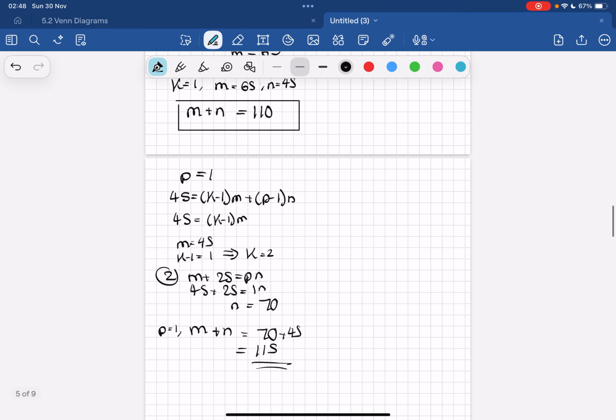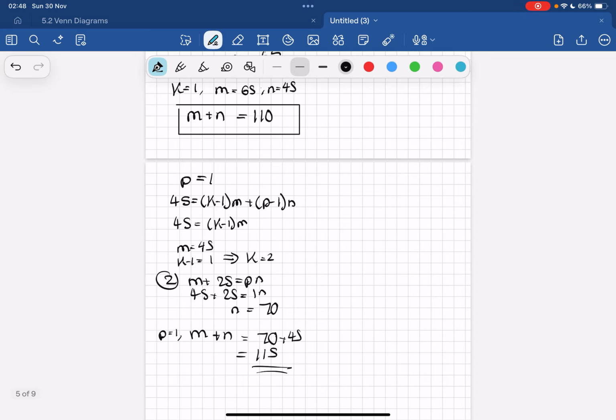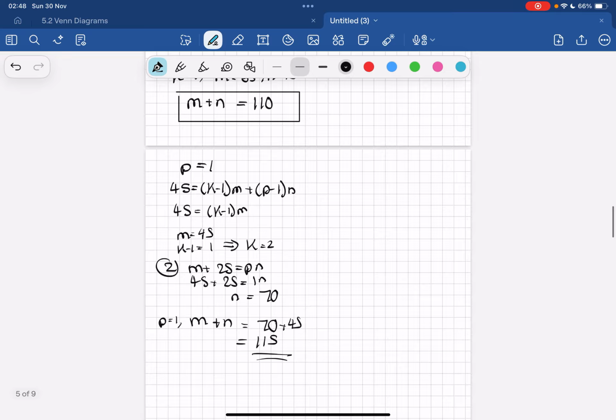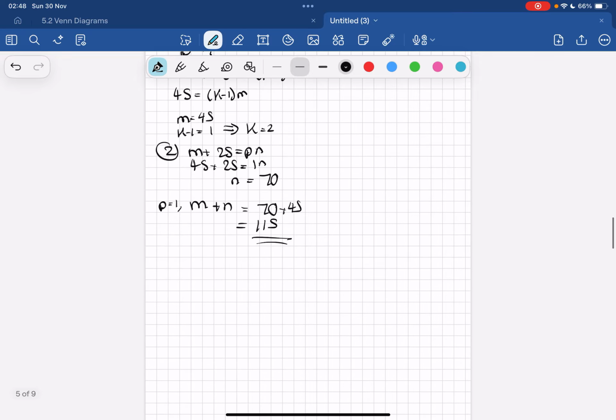Now our second case has a larger maximum value than our first case. 115 is obviously larger than 110, so we take 115 as our final answer.